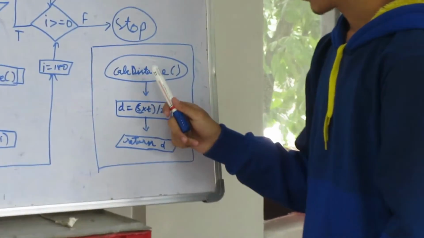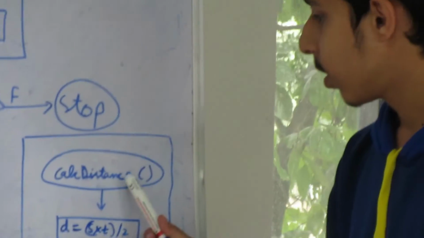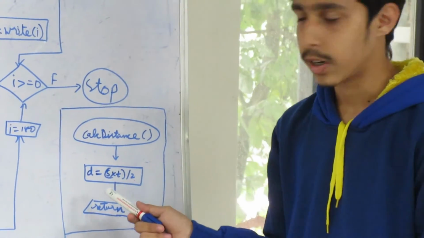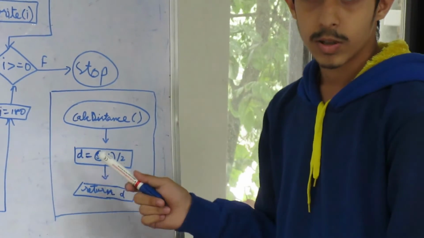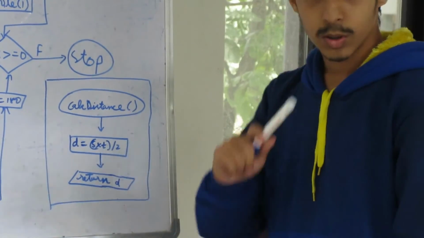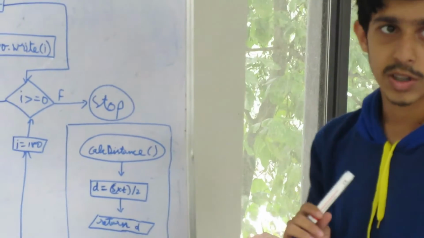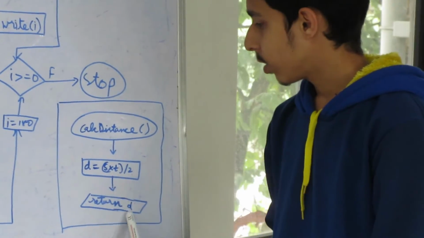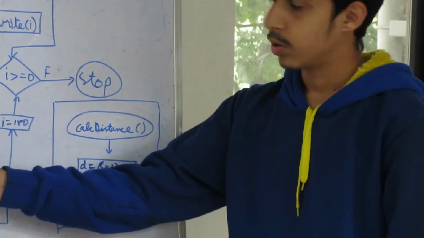And coming to the calculate distance function, here we know the speed of sound, that is 340 meter per second, and we know the time that it took to travel to the obstacle and back. So we divide it by 2 and then we return this distance, which is this.